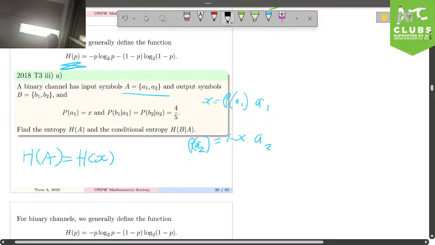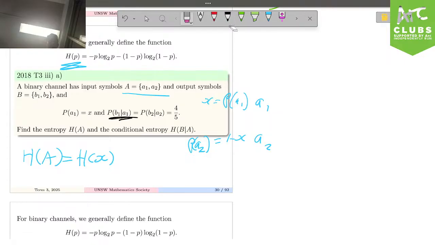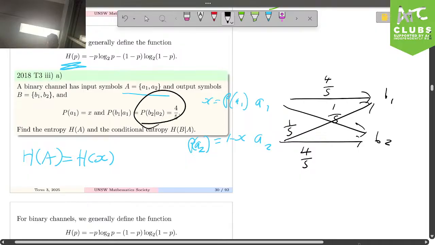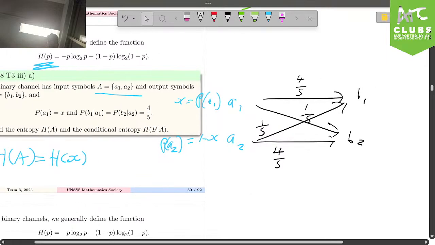And what we're looking at is a transition. We're saying that given we have A1, we have a 4 over 5 chance of getting B1. So that would be this transition here, 4 over 5, which would mean we have a 1 over 5 chance of getting B2. Oh no, it would be the other way. Yeah, 4 over 5. So this is effectively saying 4 over 5 of the time we transmit what we wanted to transmit. Getting B1, if we had A1, is what we want, 4 over 5 of the time.